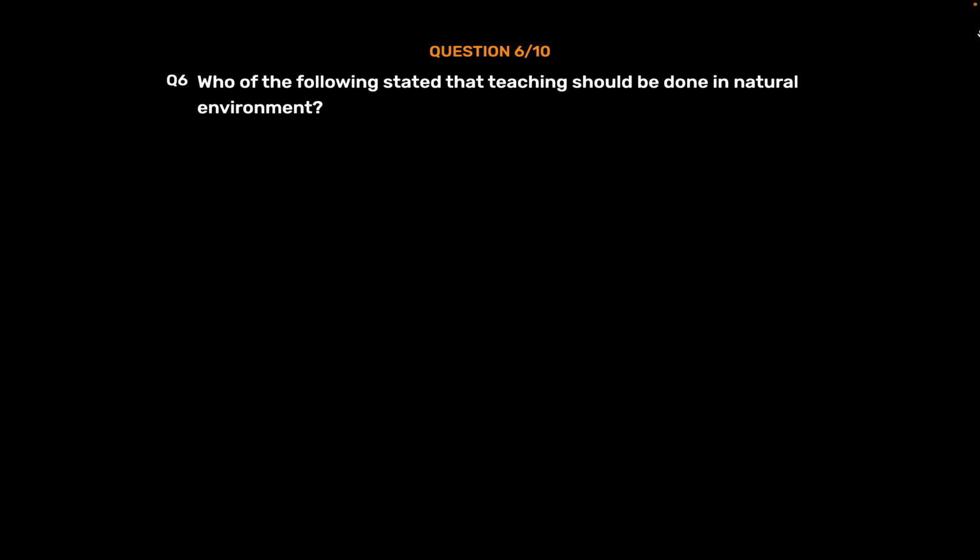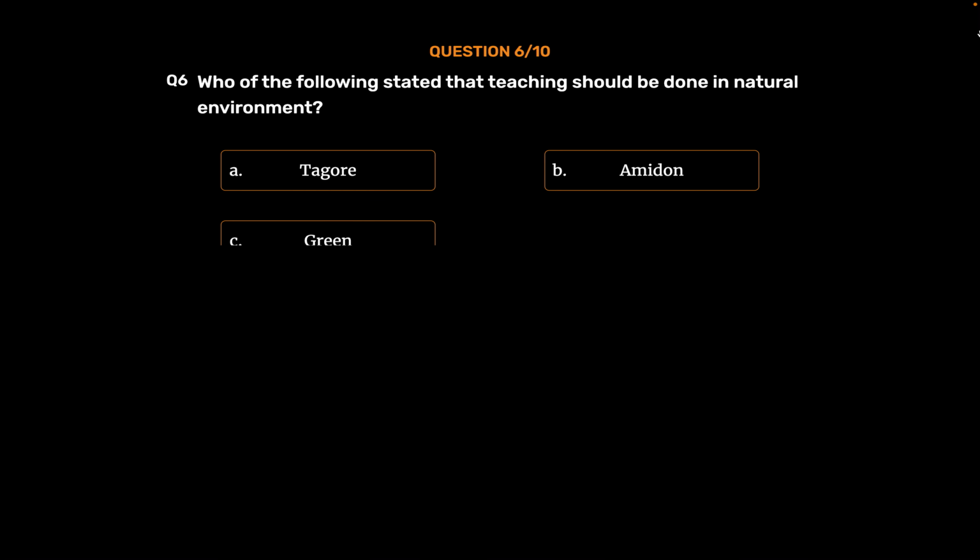Question number 6. Who of the following stated that teaching should be done in natural environment? Option A, Tagore. Option B, Amidon. Option C, Green. Option D, Clark. The correct answer is Option A, Tagore.